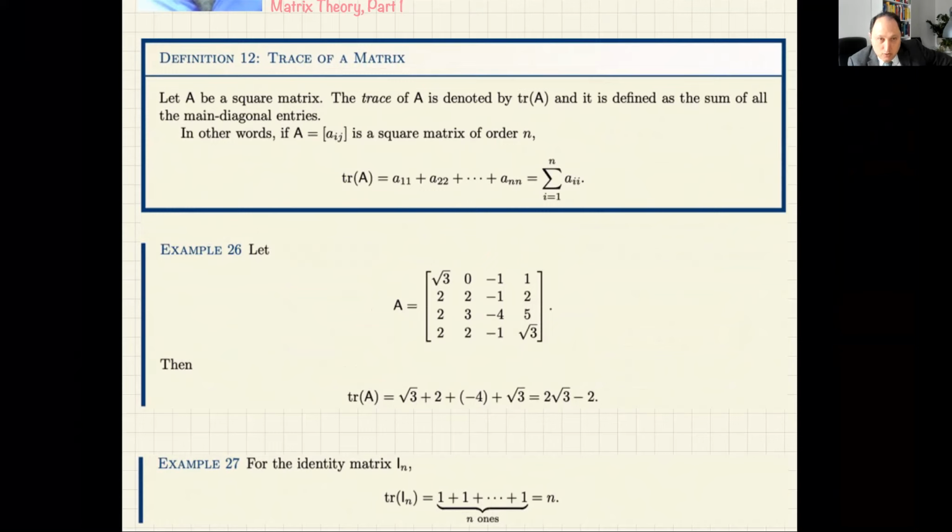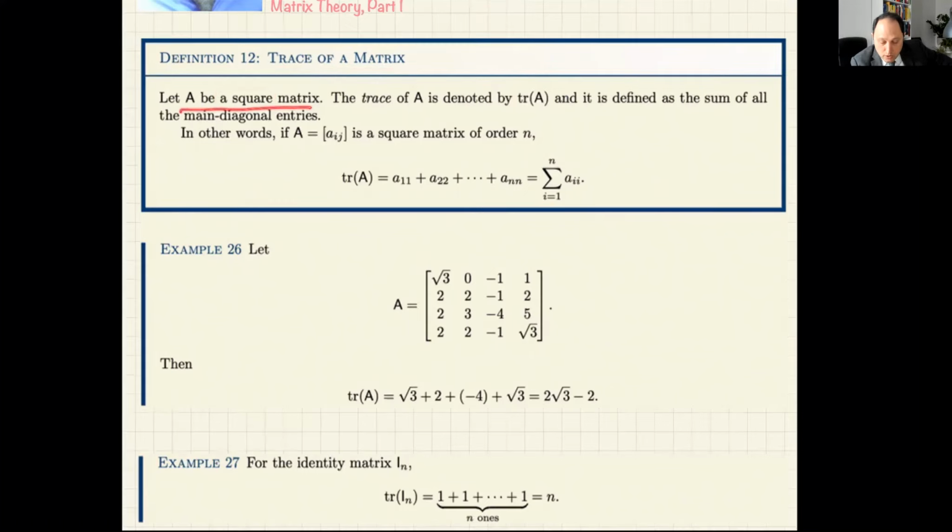Why the trace of a matrix is important, okay? And what is the definition of the trace of a matrix? This is also a notion which is defined for square matrices. So let A be a square matrix. The trace of A, which is denoted by the symbol TR of A, is defined to be the sum of all main diagonal entries.